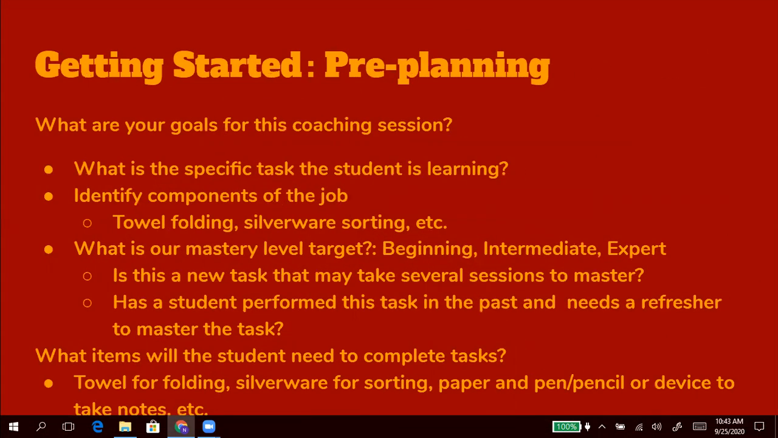Getting started. What are your goals for this coaching session? What is the specific task the student is learning? And then you need to identify components of the job: towel folding, silverware sorting, collating papers, filing. What is the mastery level target? Beginning, intermediate, or expert? Is this a new task that may take several sessions to master, or has a student performed this task in the past and just needs a refresher to master the task? What items will the student need to complete tasks? A towel for folding, silverware for sorting, paper and pen and pencil, or their device to take notes.